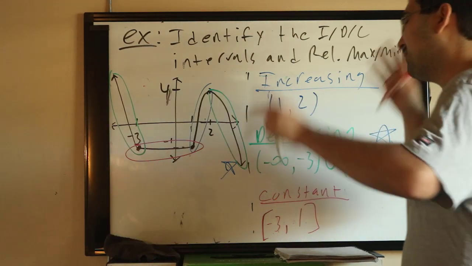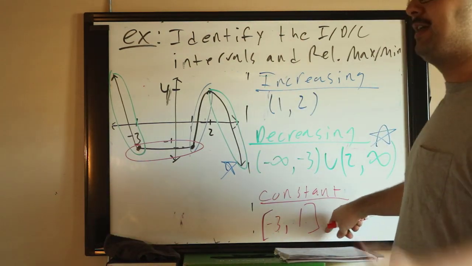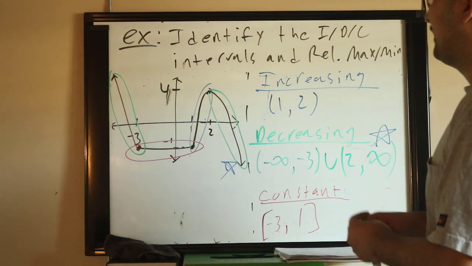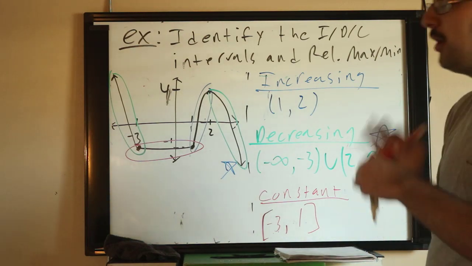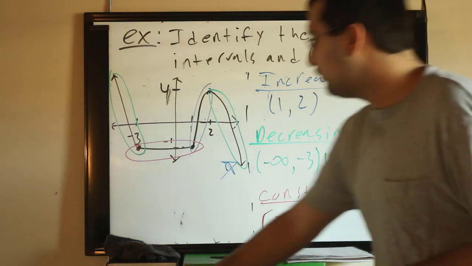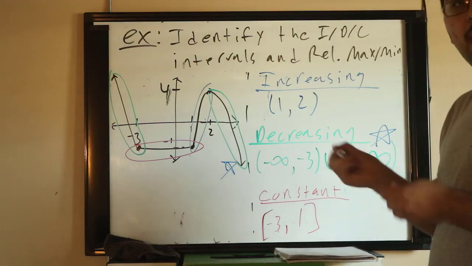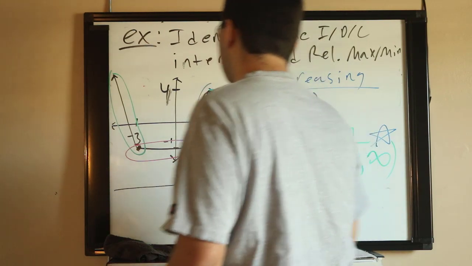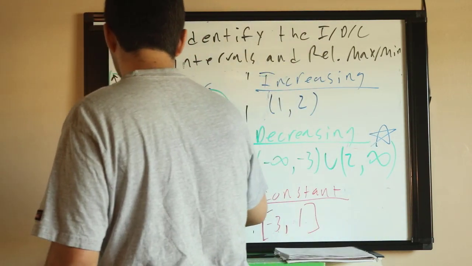And going back to it, if you put parentheses here, I won't be upset. To me, it makes logical sense to include these values on the constant interval. We're going to move on from that discussion though. As long as you stay consistent, it does not matter. Beautiful. So those are intervals. Great. Now let's go ahead and talk about the relative max and mins.